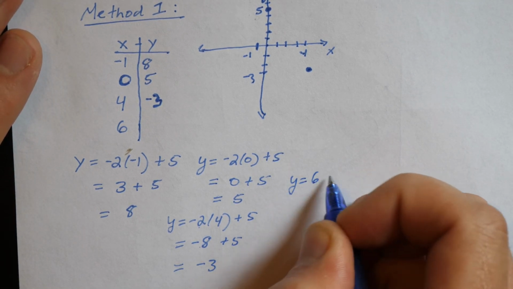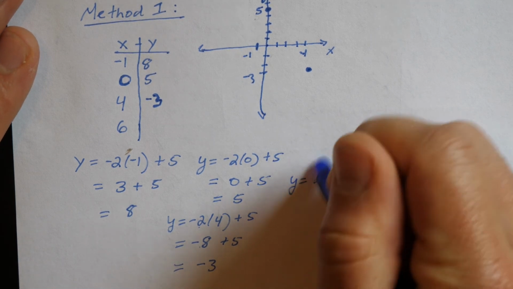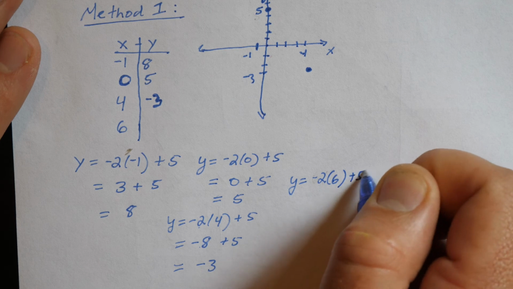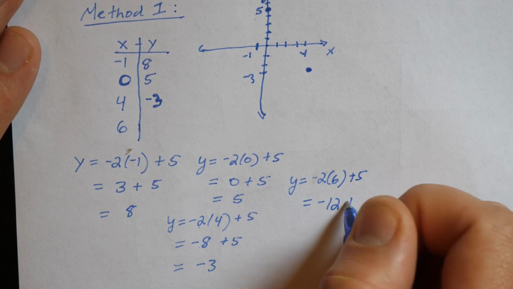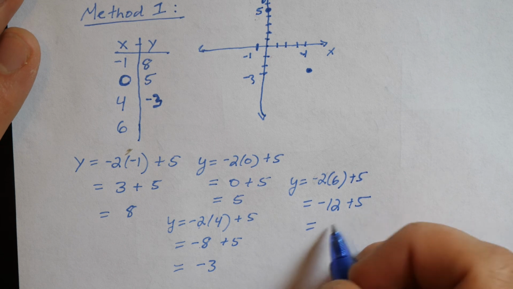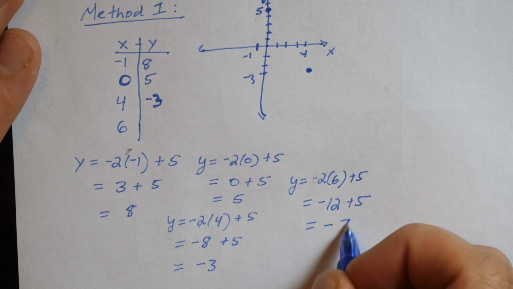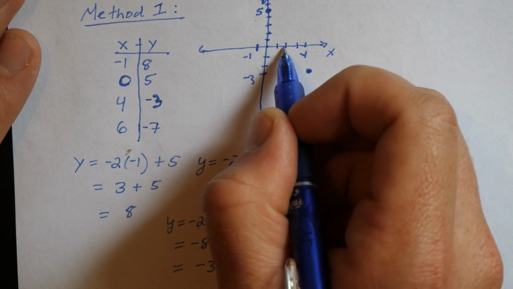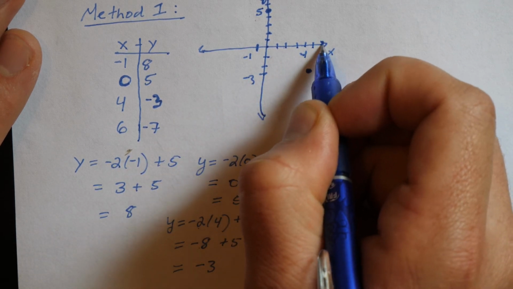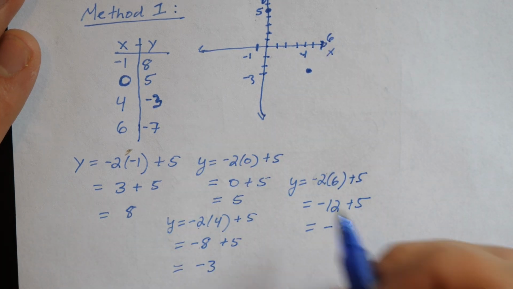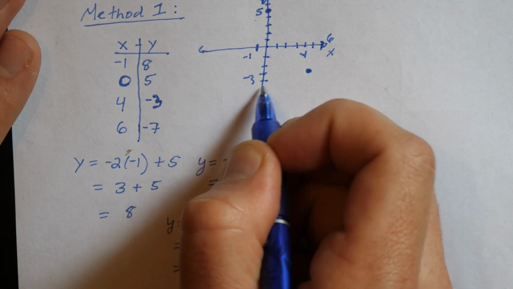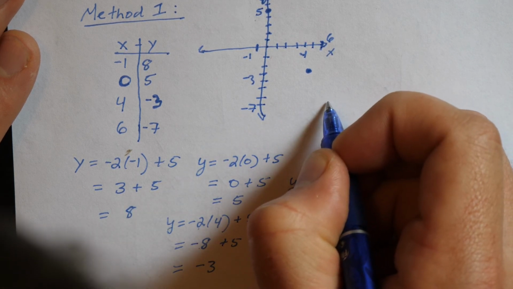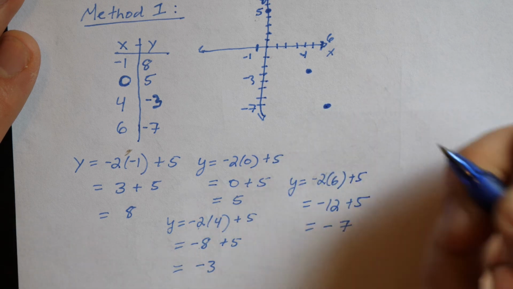Now, I'm going to do my last point, which is y equals -2 times 6 plus 5. So that equals -12 plus 5, which equals negative, what? -7. Okay, so at 6, we got -7. So you have to go +1, 2, 3, 4, 5, 6 on the x-axis, and then down 7. So it's -3, -4, -5, -6, -7. Okay, so my point is right somewhere about there.